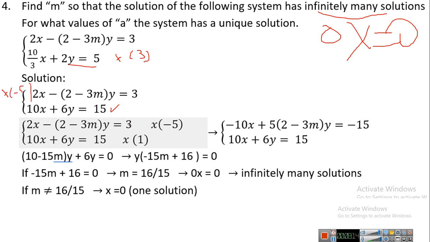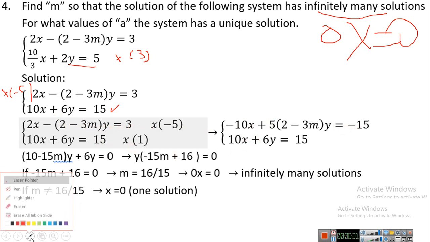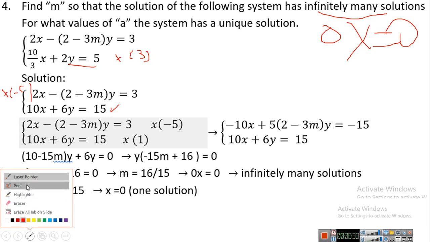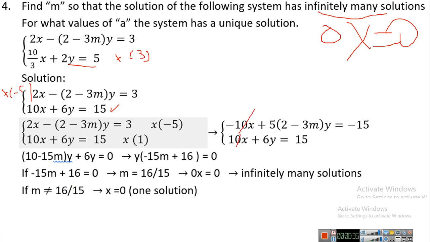So what do we get? As you can see, minus 10x, you can see it here. Minus 5 times minus is a plus 5 into 2 minus 3m y equal to minus 15, and down you write it as it is. Now if you continue, you have minus 10x and plus 10x cancel out, minus 15 cancel out. So here you have equal to 0.